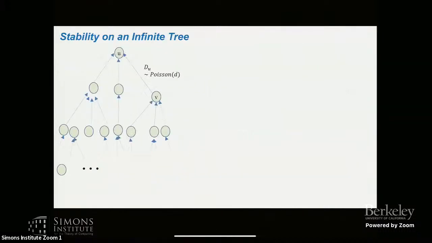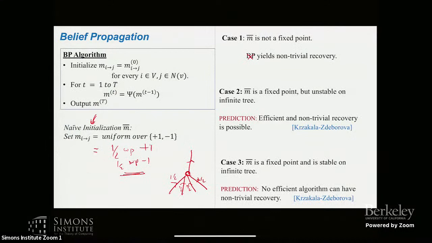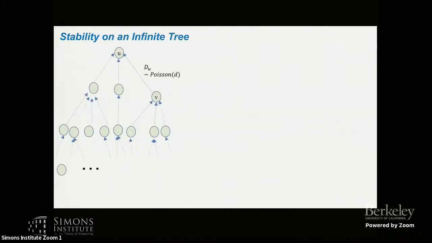Okay. So I've been saying stable, but really what I meant was stable or unstable on an infinite tree. So let me say what that is. How much time do we have? 13 minutes. Okay, let's see how much I can calculate. So what is stability on an infinite tree?